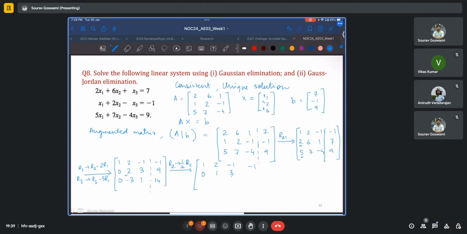So 0, 1, 3 by 2, and this is 9 by 2. 0, minus 3, 1. The reason why we want 1 here is because that will be helpful to eliminate this element. So now I can just transform the third row as R3 plus 3 times R2. What that will yield is 1, 2, minus 1, minus 1, 0, 1, 3 by 2, 9 by 2, 0, minus 3 plus 3, 0. 1 plus 9 by 2 will be 11 by 2, and 14 plus 27 by 2 will be 55 by 2.